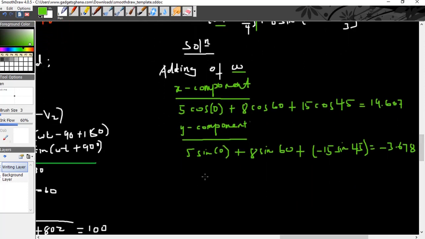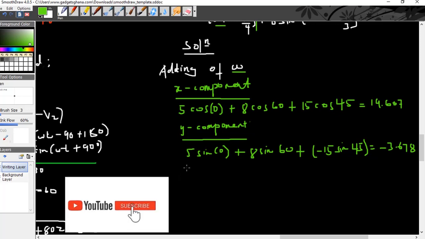Now let's see, we come to find the modulus and the argument. Taking the modulus of the two quantities, we have the entire root of 19.607 squared.